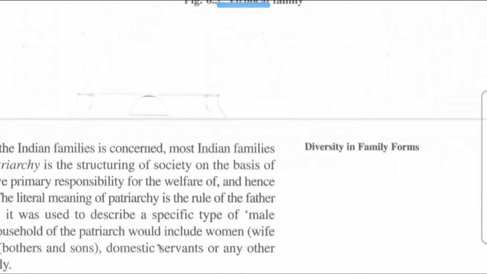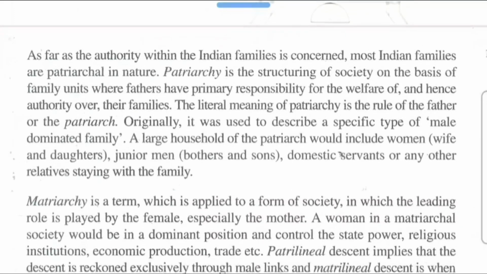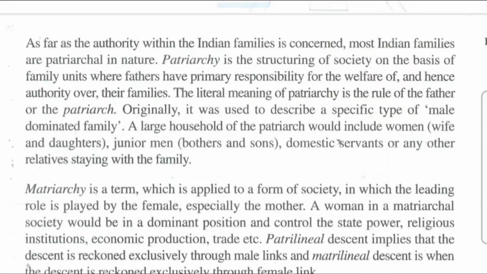Fig 6.5 Virilocal family. As far as the authority within Indian families is concerned, most Indian families are patriarchal in nature. Patriarchy is the structuring of society on the basis of family units, where fathers have primary responsibility for the welfare of, and hence authority over, their families. The literal meaning of patriarchy is the rule of the father or the patriarch. Originally, it was used to describe a specific type of male-dominated family.